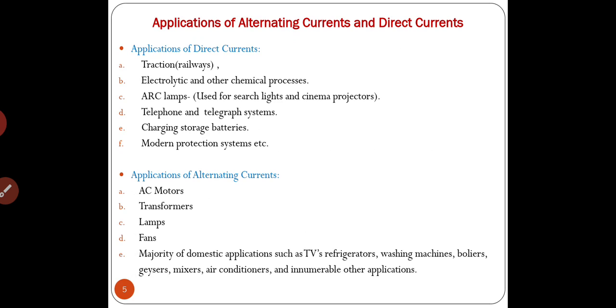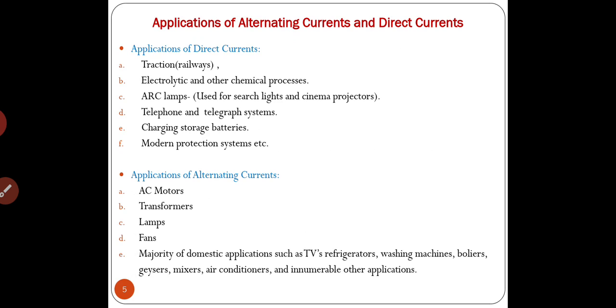Traction, railways, electric trains, and these metro trains, all these trains are applications of direct currents. Electrolytic and other chemical processes: if any electrolytic process is going on, then we have to go for direct currents. Then we have the third one, arc lamps, used for searchlights and cinema projectors. The lights we see in a cinema projector, arc lights and searchlights are based on direct currents.